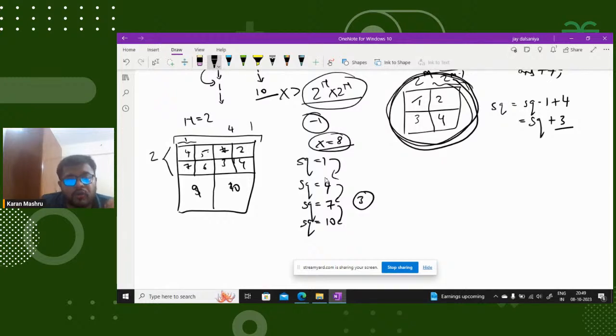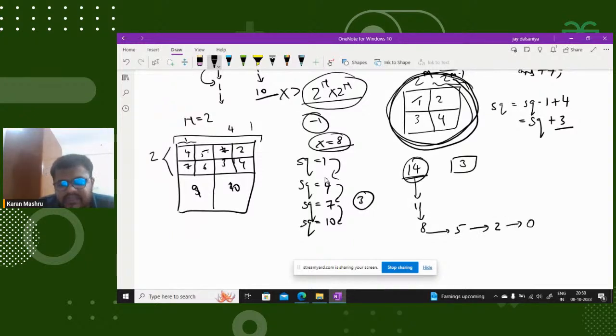Suppose I want to buy 14 fruits. In one pack I will get exactly 3 fruits, and I want at least 14 fruits. So I'll say, give me 3 fruits, remaining is 11. Give me 3 fruits, remaining is 8. Give me 3 fruits, remaining is 5. Give me 3 more fruits, remaining is 2. Give me 3 more fruits, remaining is 0. In total I'll get 15 fruits, but I need to buy 5 packs.